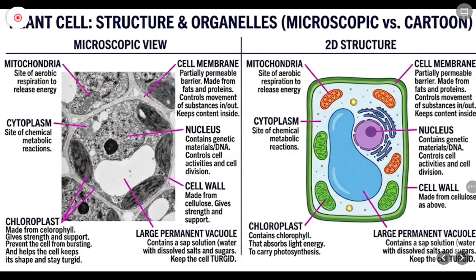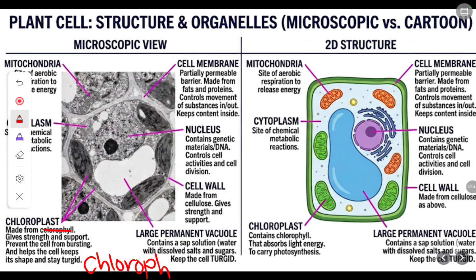Now for the chloroplast, it is made from chlorophyll. And this gives strength and support. It prevents the cell from bursting and helps the cell keep its shape and stay turgid. Well, that definition is not for the chloroplast. That definition is basically for the cell wall. But let me tell you the main purpose of the chloroplast.